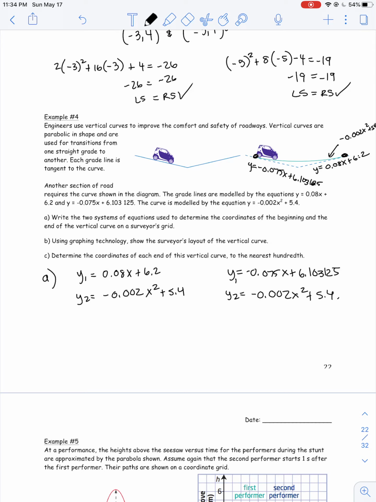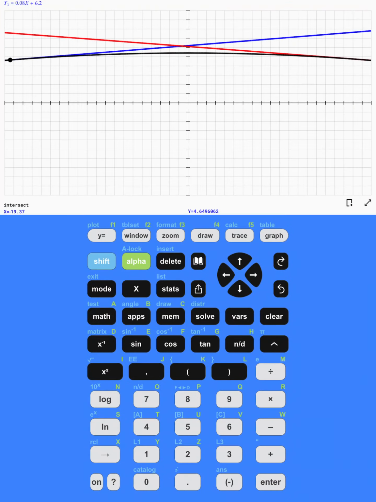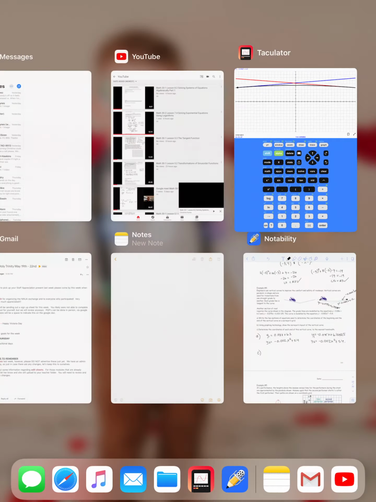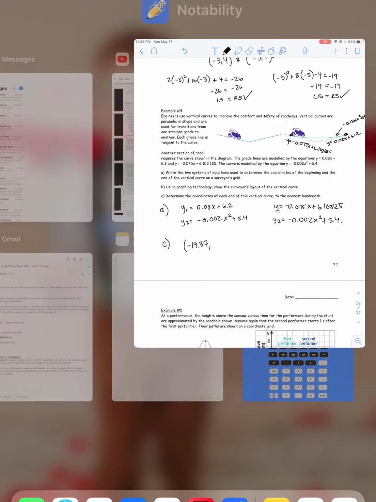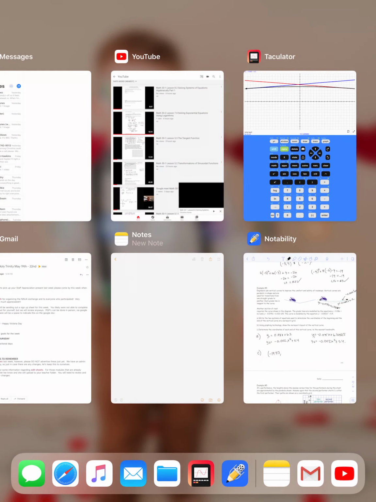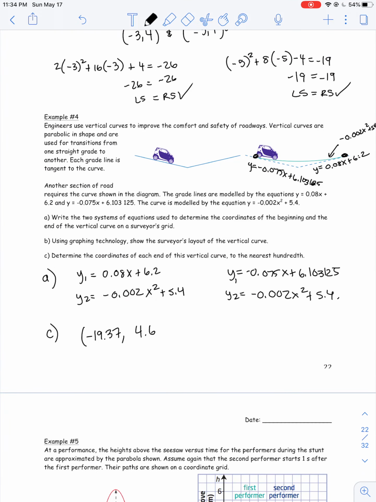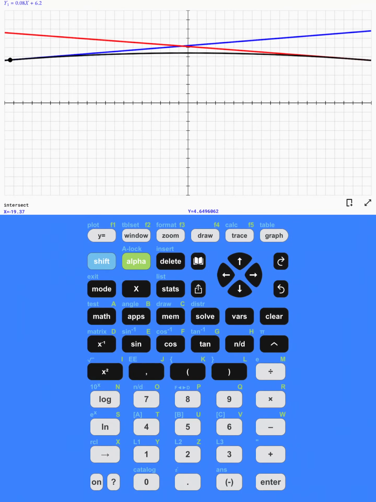Now it says use graphing technology to show the surveyor's layout. So we already did that. And they just want the coordinates of each end of the vertical curve to the nearest hundredth. So our first coordinate, -19.37, comma, 4.65. So that's our first point.